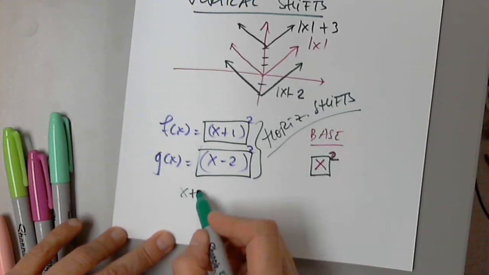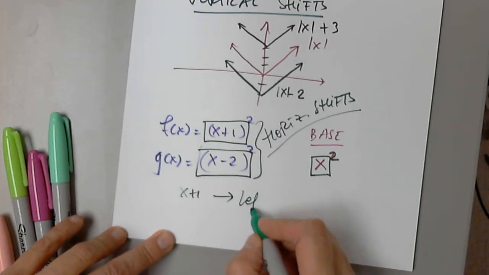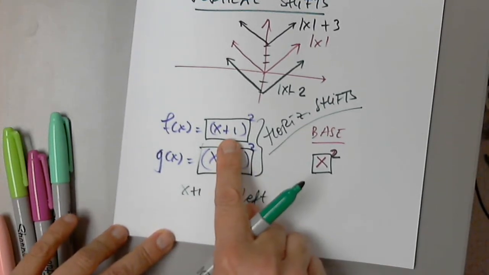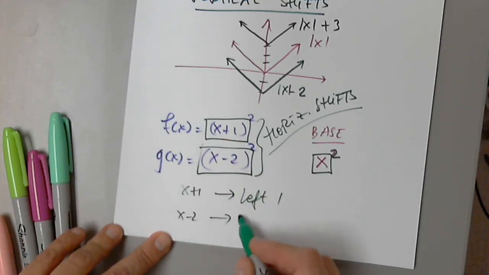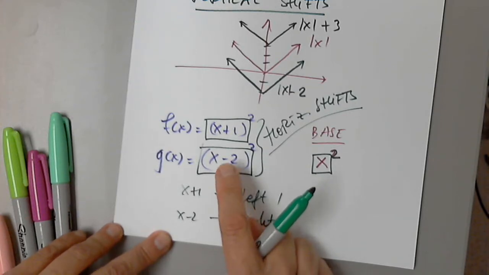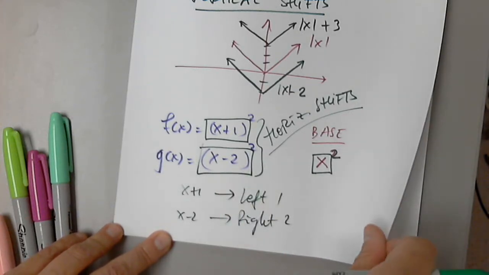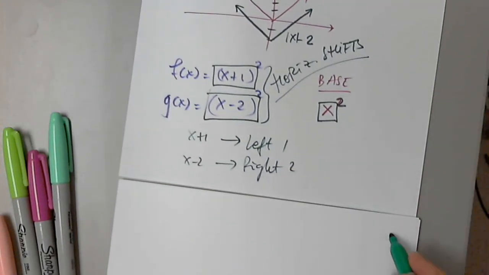So x plus 1 is a shift to the left 1, because the x-intercept now will fall at -1. And x minus 2 will be right 2 because now the x-intercept will move to 2. Let's graph all three. We start with the base function.